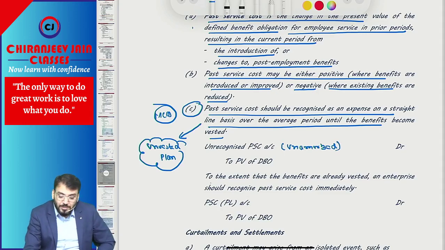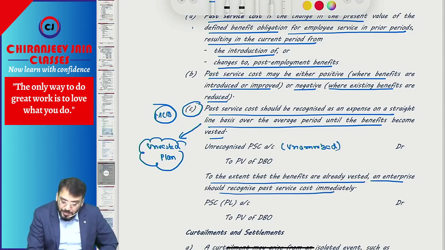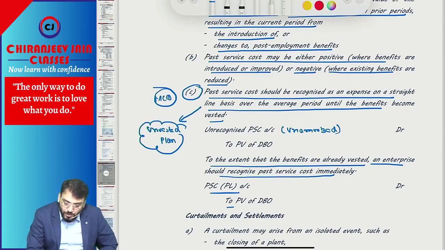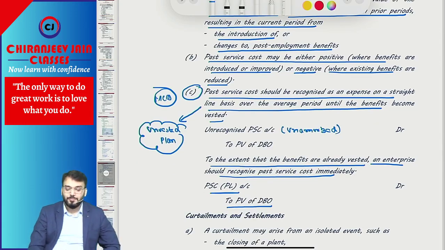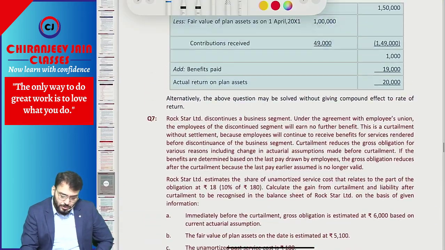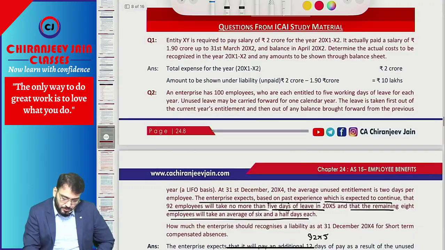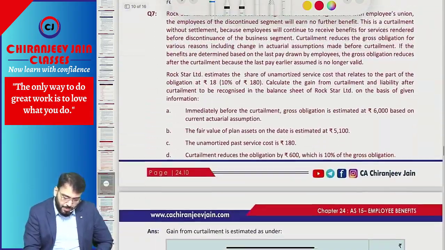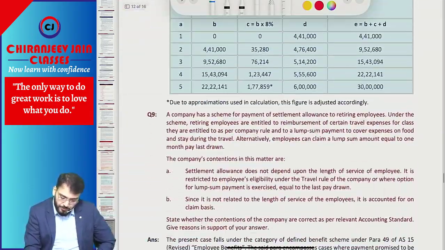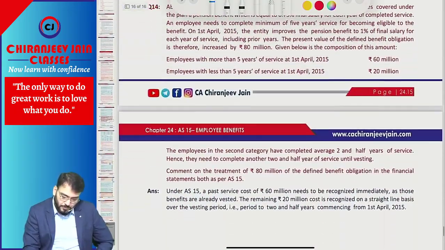Correct. To the extent that benefits are already vested, an enterprise should recognize past service cost immediately. Then what journal entry? Past service cost to present value of DBO. Understood? There is no numerical question of this nature. One theoretical question is there which you can answer on your own if you have understood. But I need to find out where that question is. Yeah, 14.